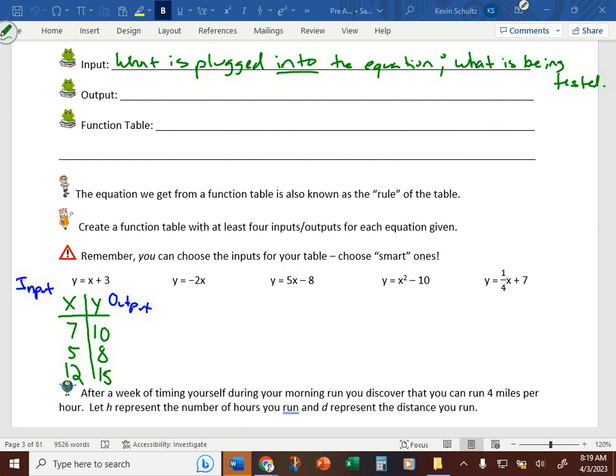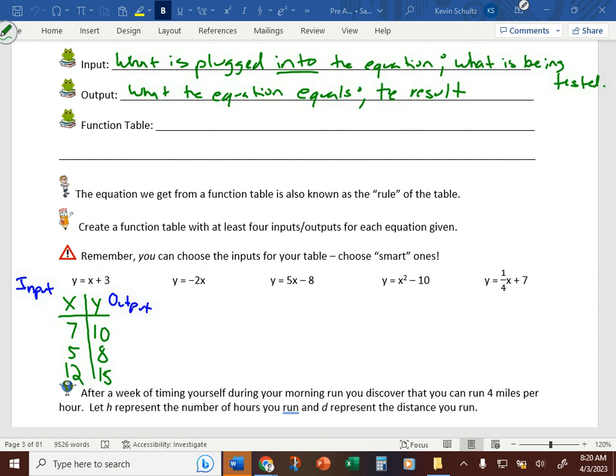But anyway, it's what's being tested. It's oftentimes that variable in a science experiment. It's the different soil, it's the different water, the quantity, or whatever else. It's what you're putting into it, right? And then the output is typically what the equation equals. Another way to put it is the result, right? The result of plugging in whatever we did for x. The result of plugging in 7 for x was 10. The result of plugging in 5 for x was 8. The result of plugging in 12 for x is 15.